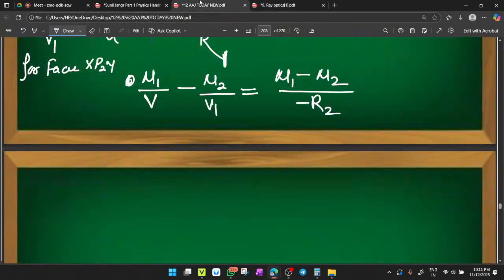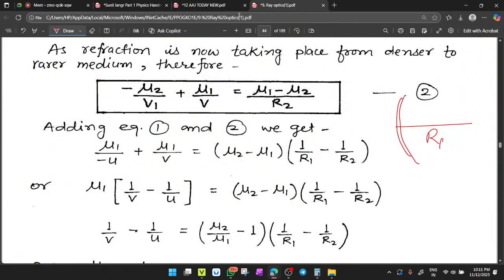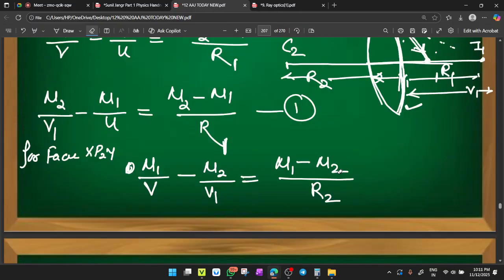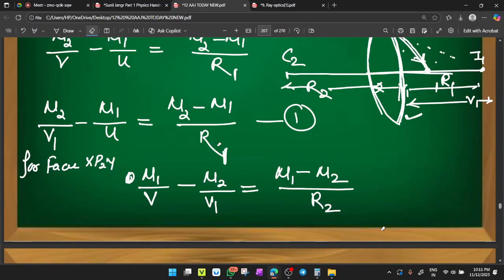So mu1 minus mu2 upon R2. One thing: only plus R2 here. No need to place a minus sign. Mu1 minus mu2 upon R2, because we already have used sign convention before. When we made this formula, we already used the sign convention, so no need to write any sign here. Just place the values. Got it?